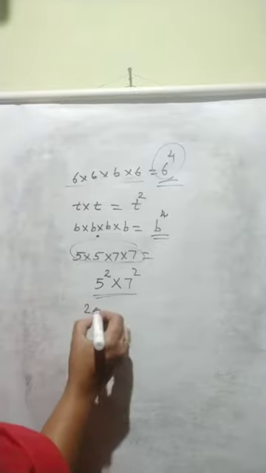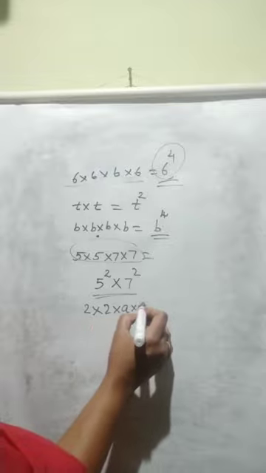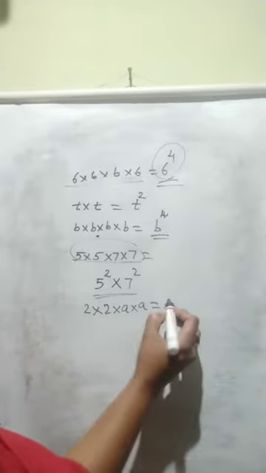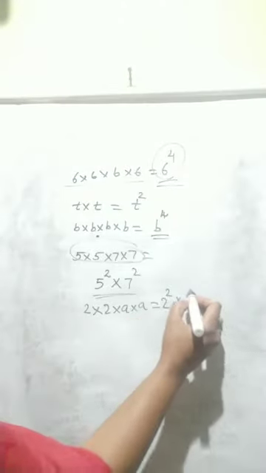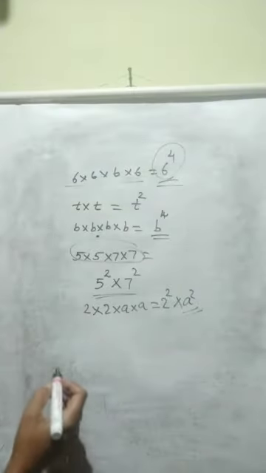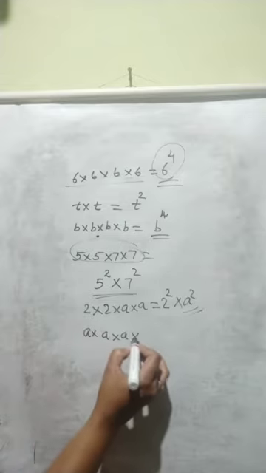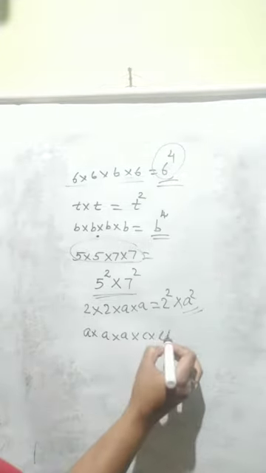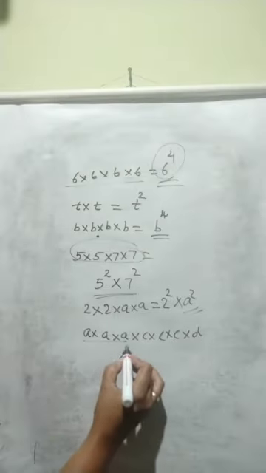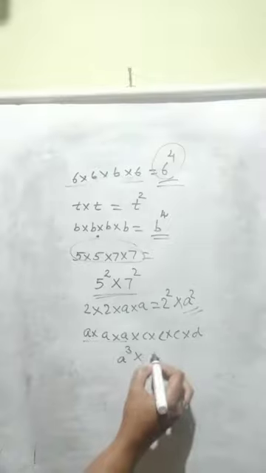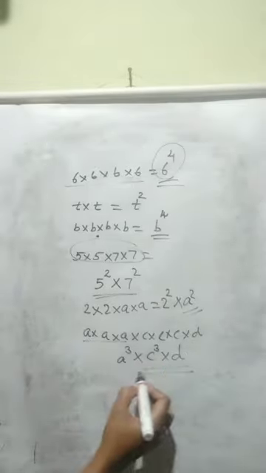Next, we have to write separately, okay. 2 times 2, then a times a. That is 2 squared multiplied by a squared. Okay, next question. A times a times a, then c times c times c, then d. That is a raised to 3 multiplied by c raised to 3 multiplied by d. This is the exponential form.